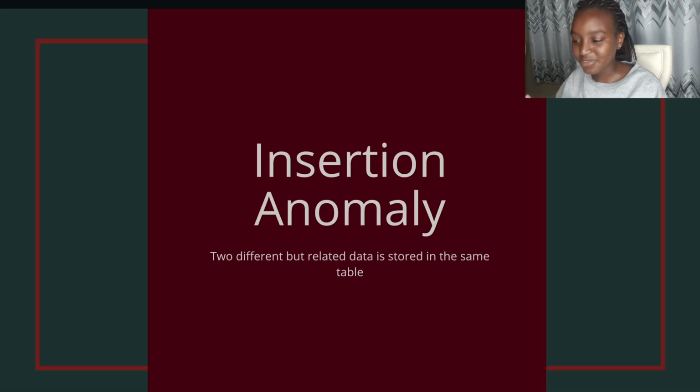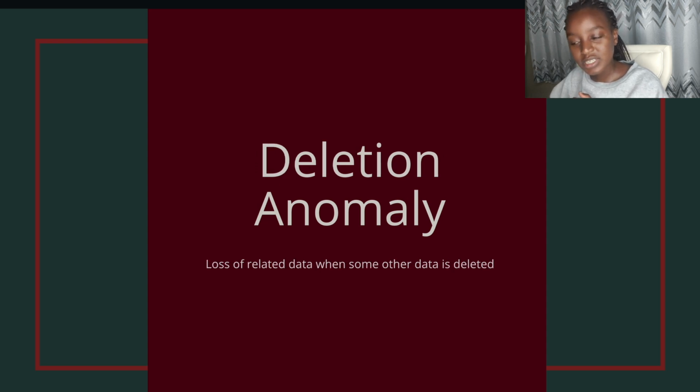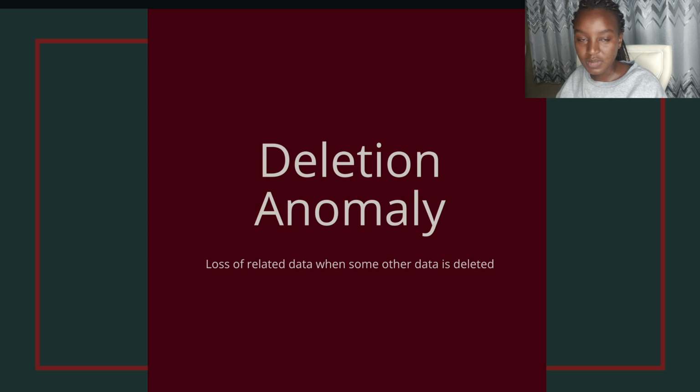Let's look at another way this could be an issue. We've seen how it's an issue when we're inserting. How is it an issue when we're deleting? I put deletion instead of update next because I felt they're more related in this case. So deletion anomaly is loss of related data when some other data is deleted. In insertion, we have an issue because we have mixed two different but related data in the same table. Deletion is where we lose related data when some other data is deleted.